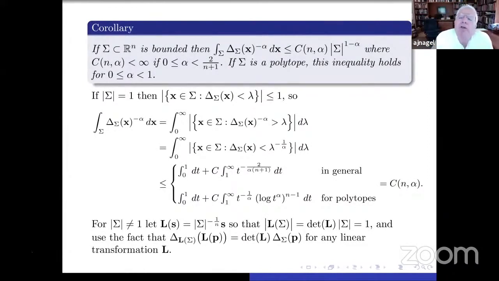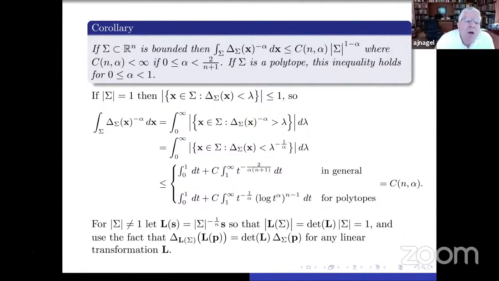Now, as a corollary, and this is one of the things that we'll be using, if sigma is bounded, then the integral of this delta function to a power minus alpha is bounded by a constant times the volume of sigma to the power 1 minus alpha, where this constant is bounded if, in general, alpha is less than 2 over n plus 1, that is for any bounded convex set sigma. But it follows from the earlier results that if we happen to be dealing with a polydisk, then this inequality holds in a larger range of alpha, for alpha less than 1.